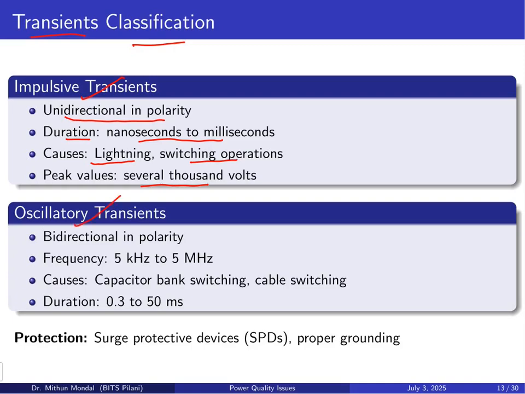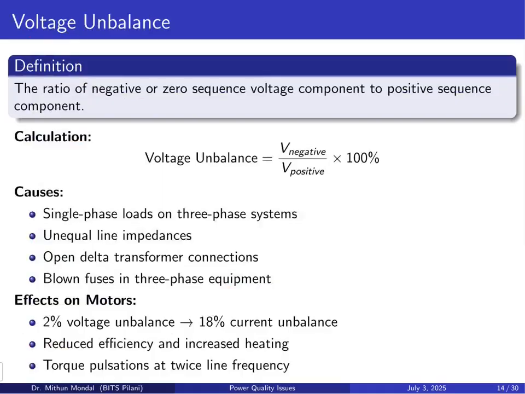Oscillatory transients are bidirectional in polarity. They can have a frequency of 5 kilohertz to 5 megahertz. They can be caused by capacitor bank switching or cable switching, and the duration may be 0.3 to 50 milliseconds. Bidirectional means both positive and negative transient waves are there. Protection equipment like surge protective devices or proper grounding is required to control these transients.